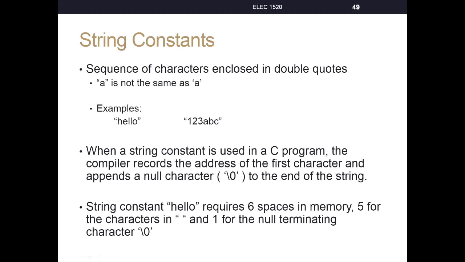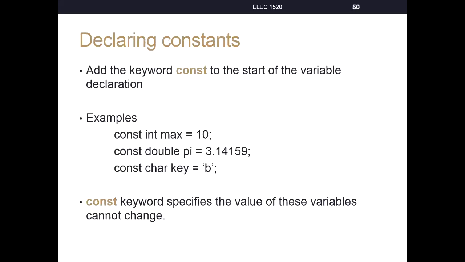All right, we'll come back and talk about strings later and see how to use string constants. Now, if you want to declare an identifier name, a constant. A variable is something whose value can change. We want to create a constant. The value of the constant will not change.